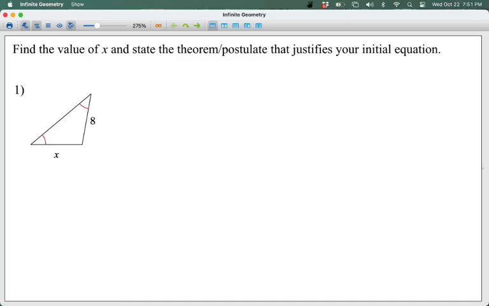Number one, the instructions say, find the value of x and state the theorem or postulate that justifies your initial equation. So we just had some theorems that said that if I have base angles congruent, then I automatically have the opposite sides congruent. That would mean x equals 8 because those base angles are congruent. I need you to look at your note sheets or your term sheets or your postulate book, whichever they are for you, and decide if this is the base angle theorem for sure, but is it the converse or just the original?